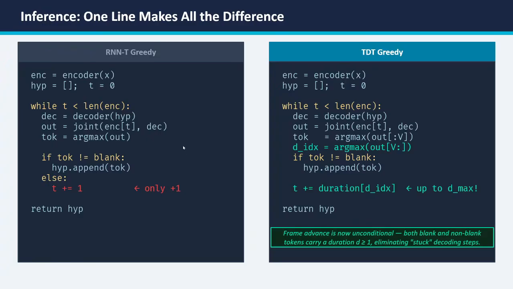TDT reads an additional duration index, and the time step update changes from a hardcoded +1 to a flexible plus duration. Most importantly, this time update is now unconditional. Whether we output a word or a blank, we always take a massive step forward. This is the core reason why TDT drastically reduces decoder cost and accelerates inference.